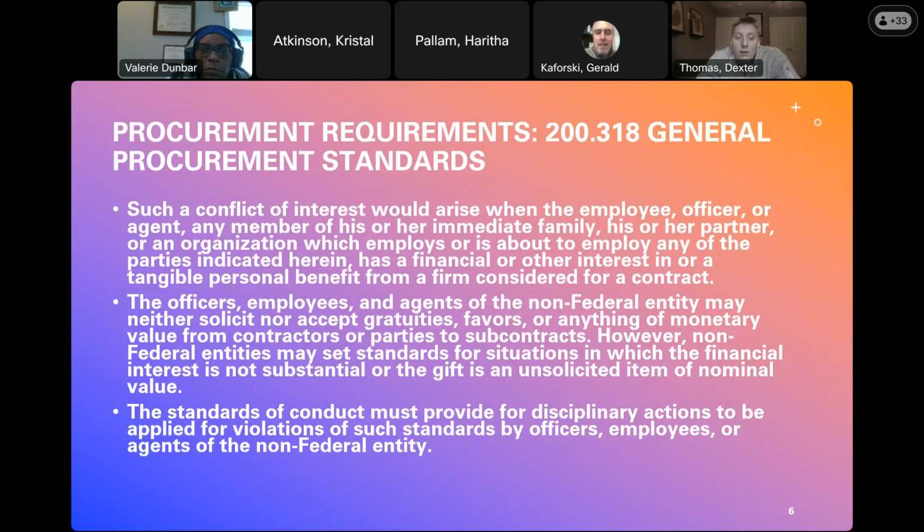However, non-federal entities may set standards for situations in which the financial interest is not substantial or the gift is an unsolicited item of nominal value. The standards of conduct must provide for disciplinary actions to be applied for violations of such standards by officers, employees, or agents of the non-federal entity.